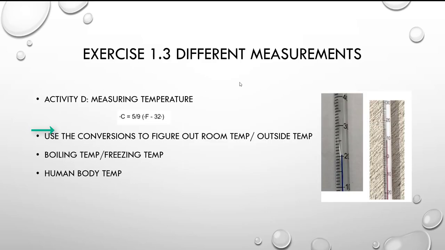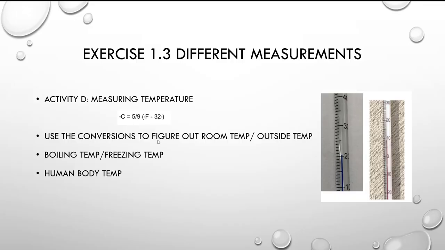And then finally we get to measuring the different temperatures. So in the metric system we use Celsius instead of Fahrenheit. So here's the conversion of how we convert things to Celsius. So you can see we take the Fahrenheit temperature, subtract 32 degrees from it, and then we multiply that times 5 divided by 9. Okay?